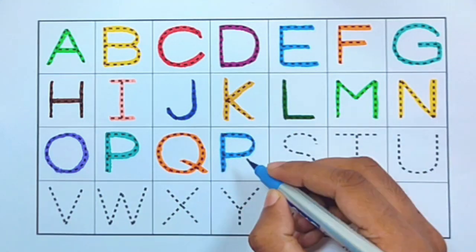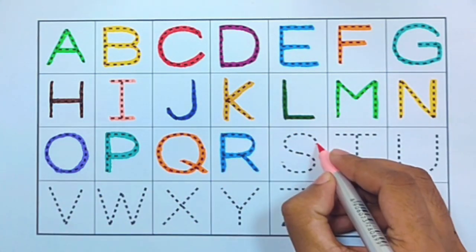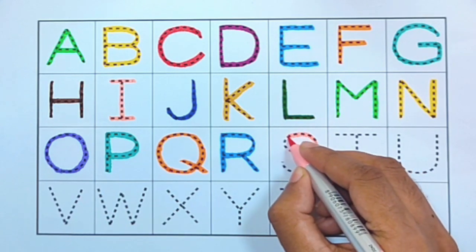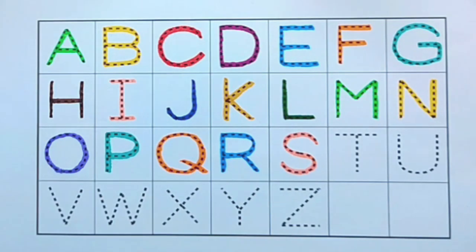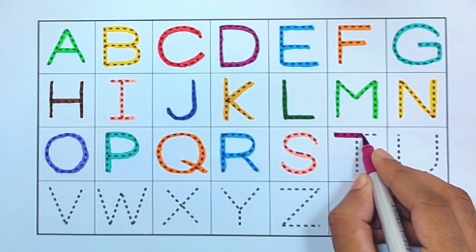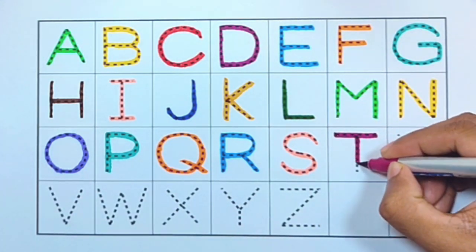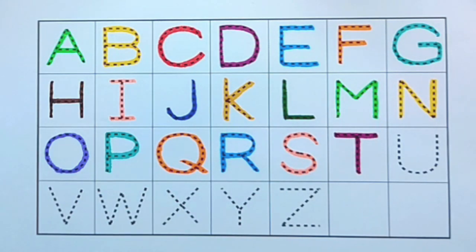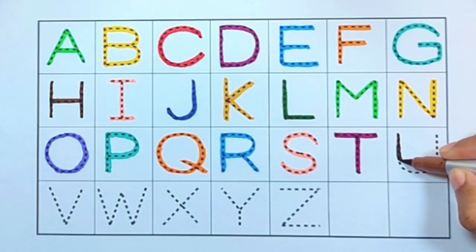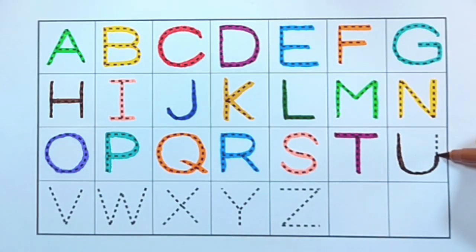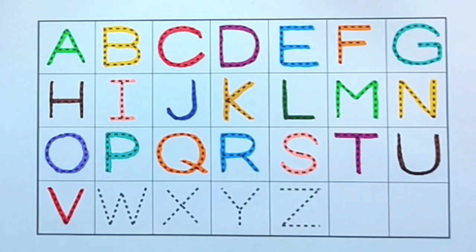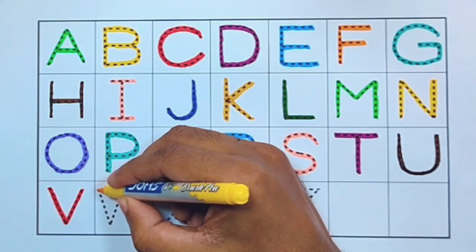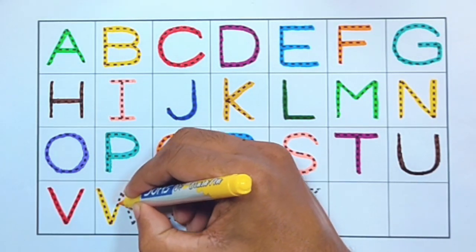R for rainbow. Light pink color. S for strawberry. Pink color. T for train. Brown color. U for umbrella. Red color. V for van. Yellow color.